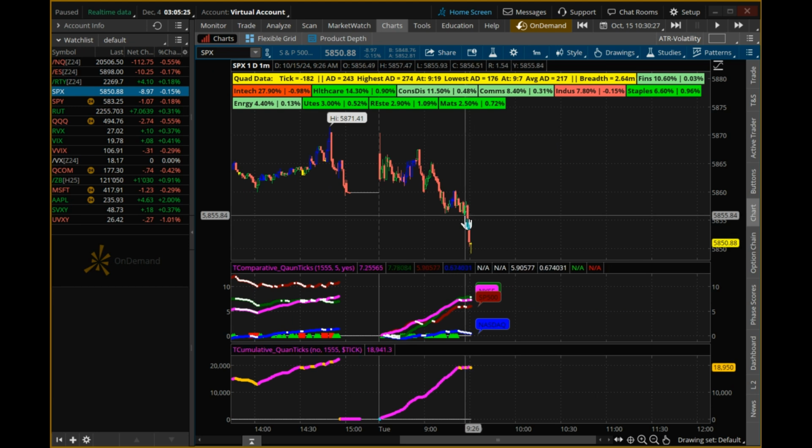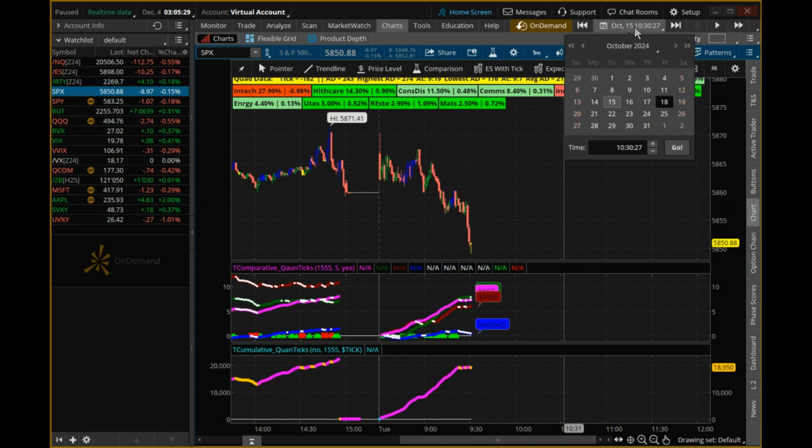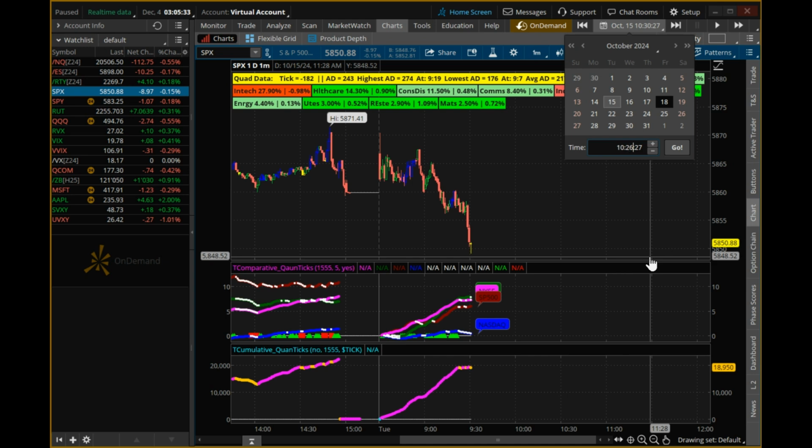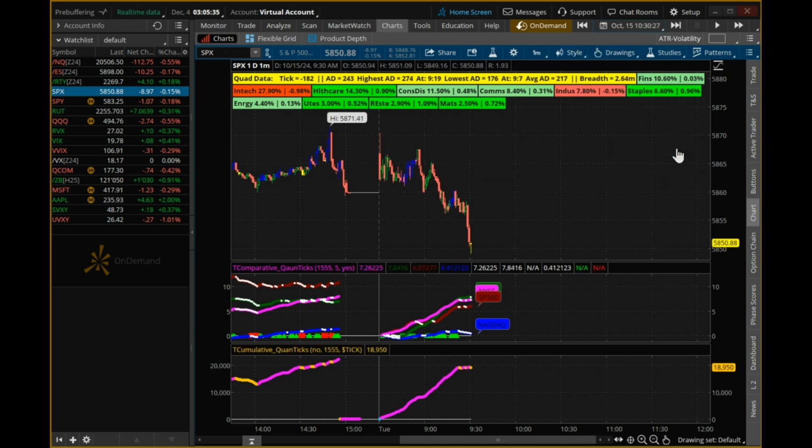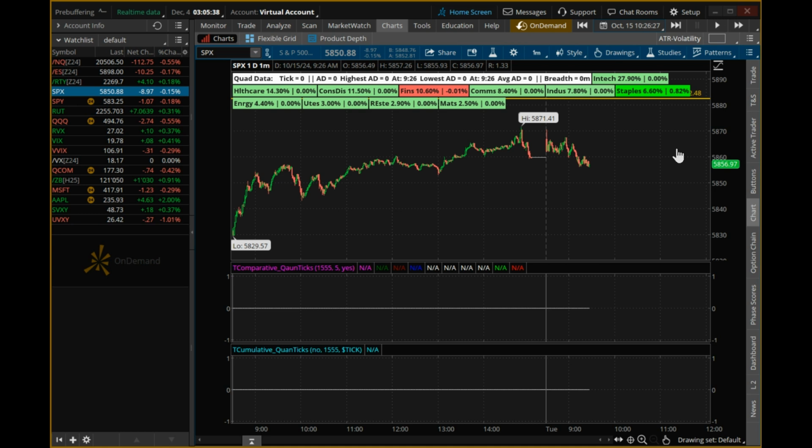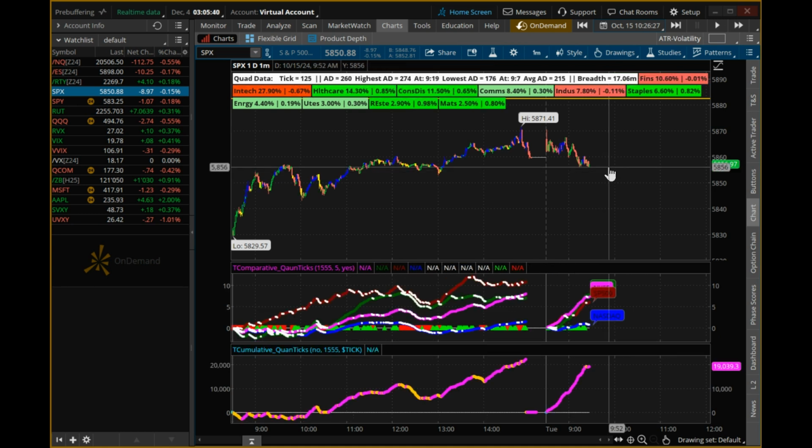9:28. It was looking pretty crap before that too. Let's go to 9:26, which is 10:26. Hit go. What this does is take us back to 10:20. There we go. So right now we're at 58.56, and let's see if an adjustment's worth its weight here.